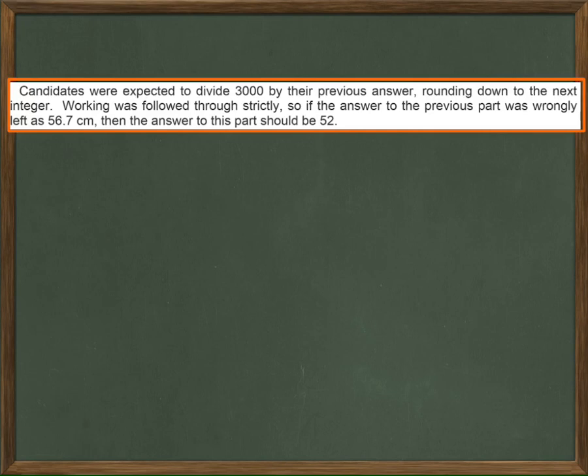Candidates were expected to divide 3000 by the previous answer, rounding down to the nearest integer. Working was followed through strictly. So if the answer to the previous part was wrongly left as 56.7, then the answer to this part should be 52. Then it's up to the examiner to give the follow through mark. That is called error carry forward. That is something else. Let's move on.